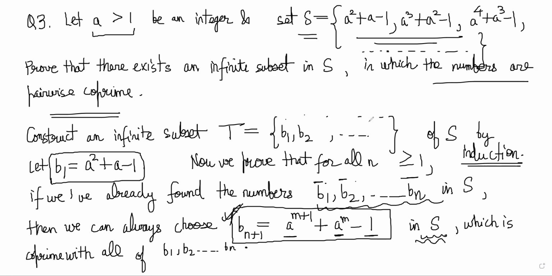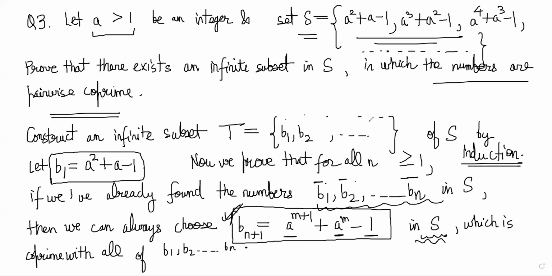So as long as I can prove that taking a subset of n elements, I can construct a subset of n plus 1 elements, then automatically I can keep repeating the induction step for all n from 1 to infinity. And basically, our subset T will become an infinite subset satisfying the co-prime property, right?